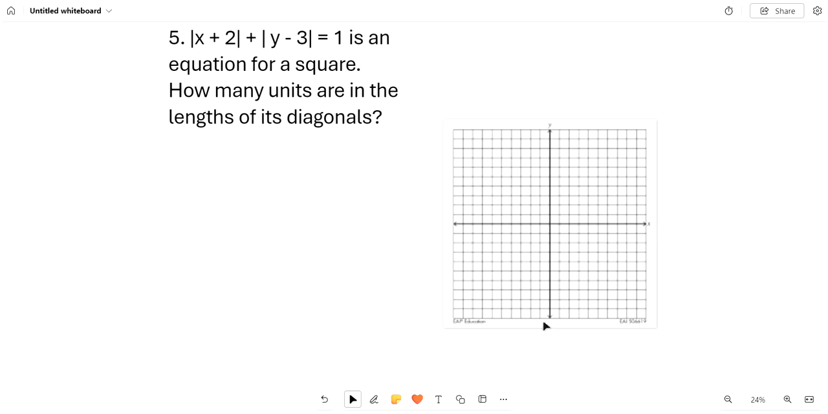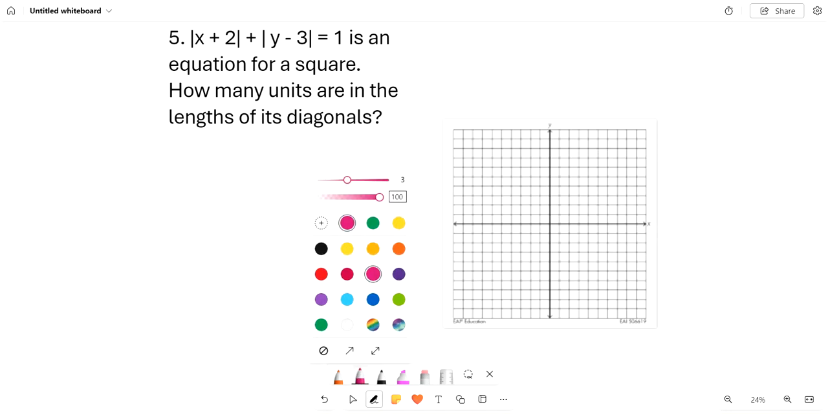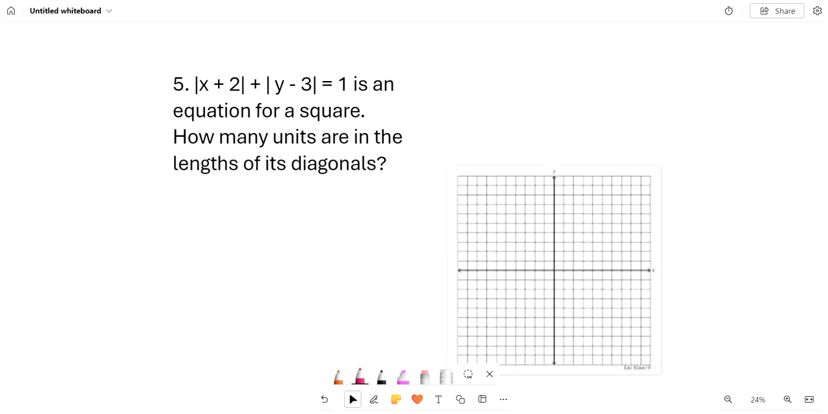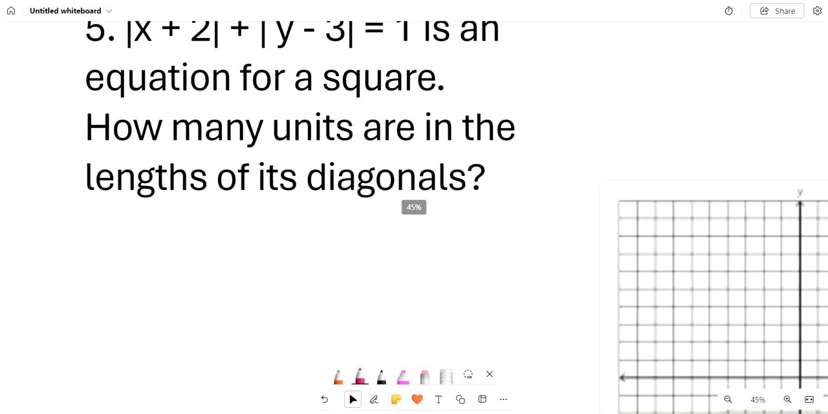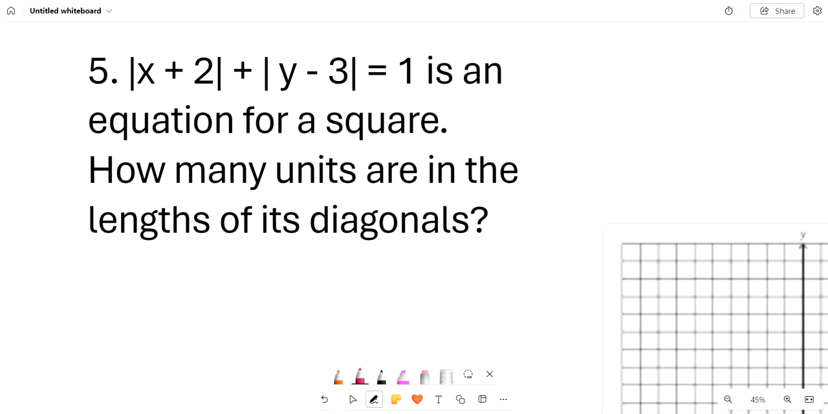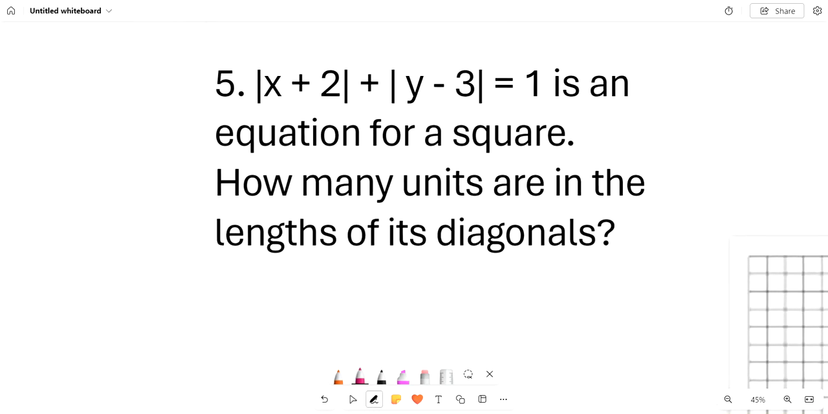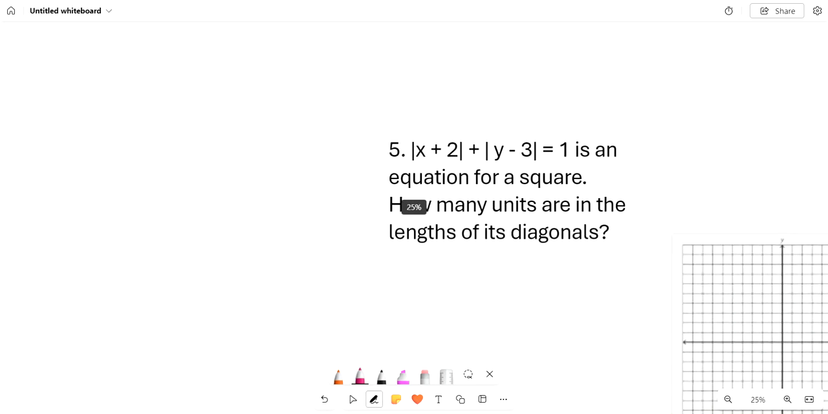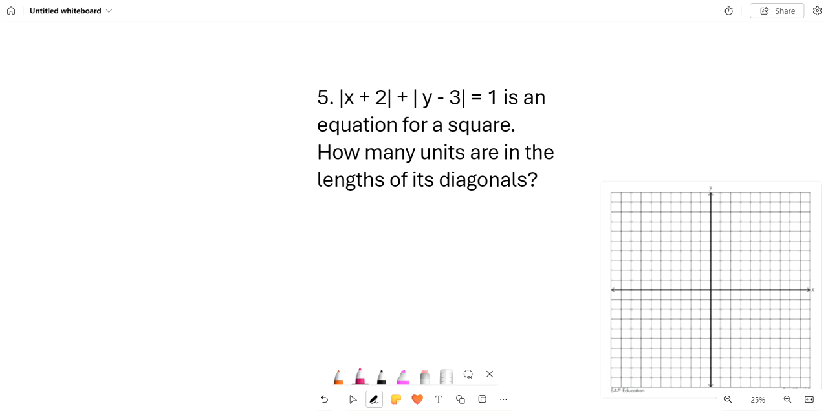So this is week 31 Monday, and it's number 5. It says absolute value of x plus 2, plus 1, equals absolute value of y minus 3 is 1, is an equation for a square. How many units are in the lengths of its diagonals? So we can start off by doing casework, because there is no other way to do this, we can only just graph it.